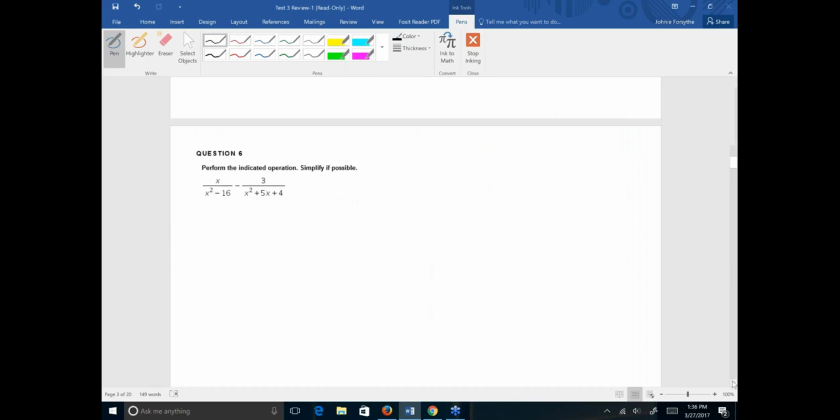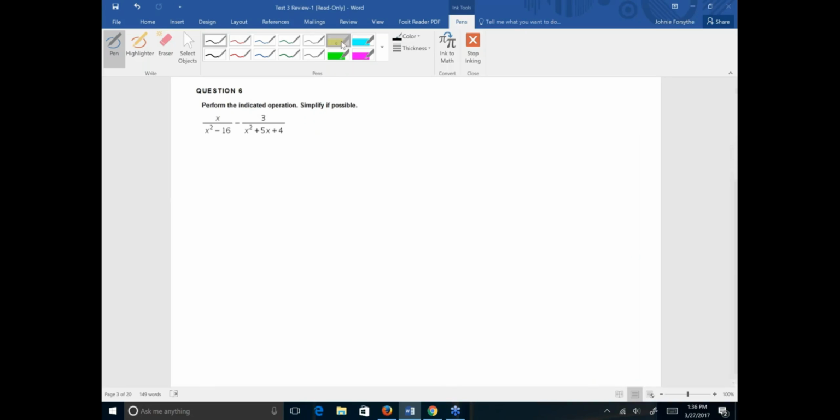Okay, question 6. So now we're subtracting. So pay attention to what operation you're doing. But we don't have common denominators right now. And there's no way to know what the common denominator should be without factoring the denominators to see what all you need to include in your least common denominator, sorry. You need a least common denominator, so we need to factor to figure out what factors we need to consider.